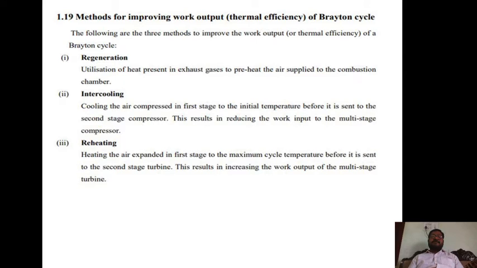There are three methods of improving the work output of the Brayton cycle. That is, the thermal efficiency can be improved by three methods. First method is regeneration. Regeneration is nothing but the utilization of heat present in the exhaust gases. It is a waste heat recovery system.